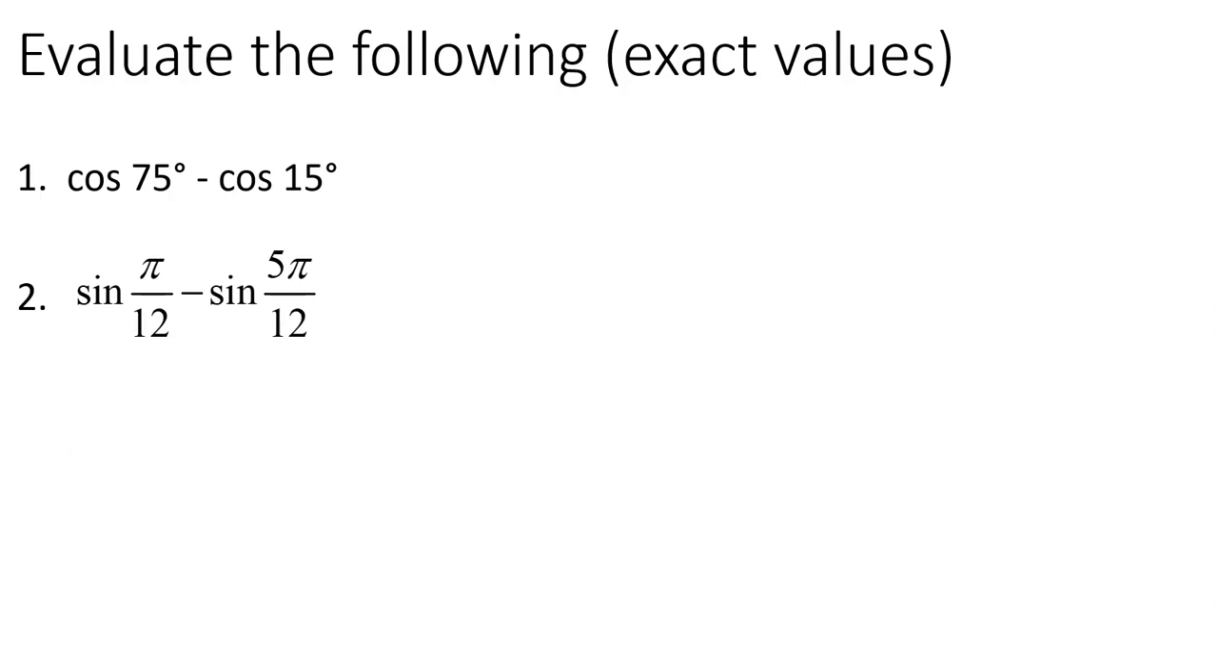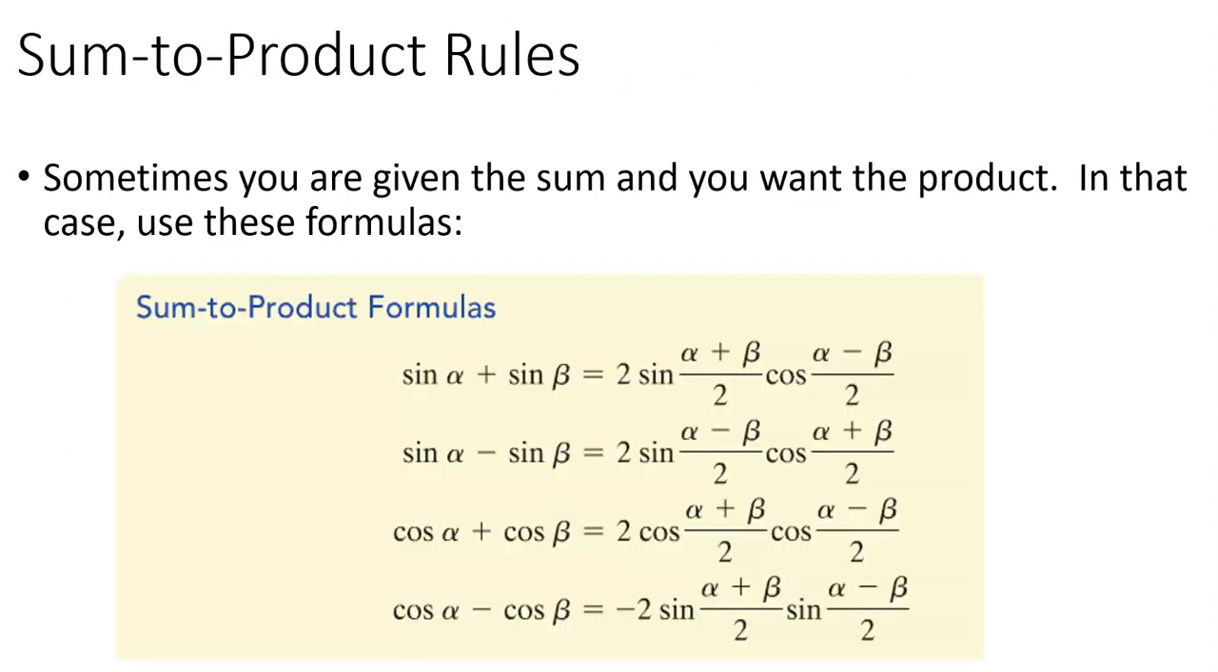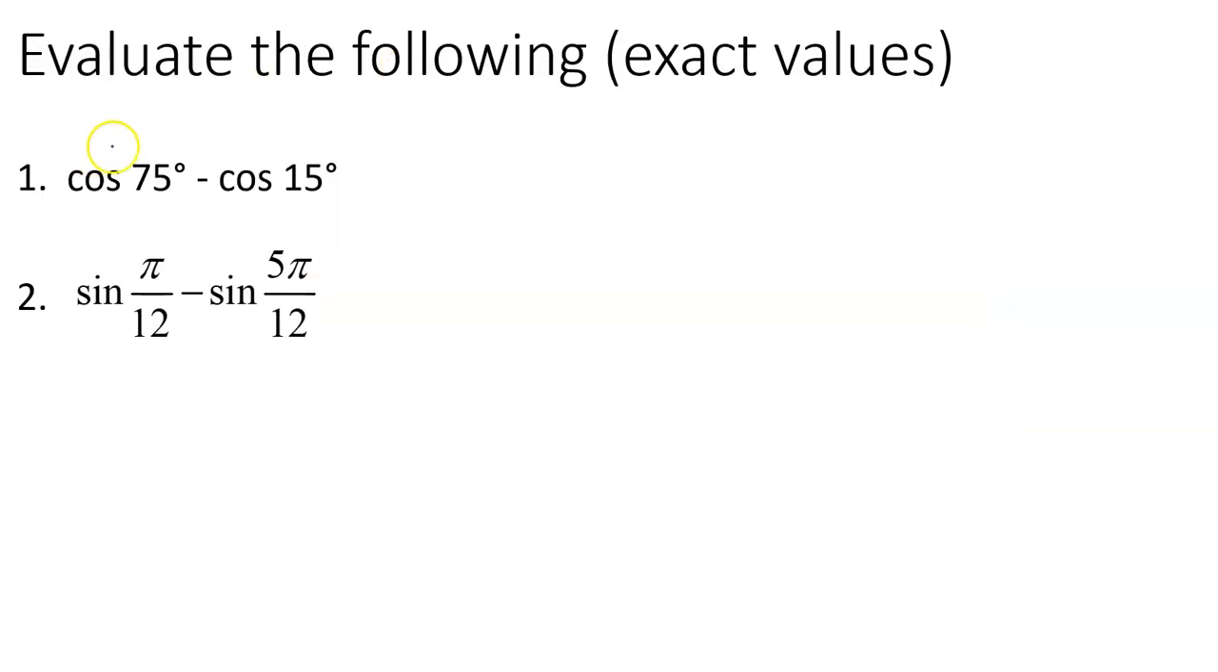So look at this first one. The cosine of 75 degrees minus the cosine of 15 degrees. This is a difference, right? Cosine minus cosine. So we look down, the last formula here is cosine minus cosine. It says we should take negative 2 sine of the sum over 2, sine of the difference over 2. So our alpha is the first value, right? That's the 75. The beta is the second value, that's the 15.